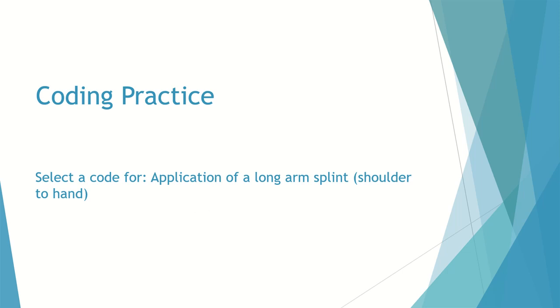Select the application of a long arm splint, shoulder to hand. Again, I'll give you guys a few moments to find the correct code. If you chose 29105, you are correct. And that is it.